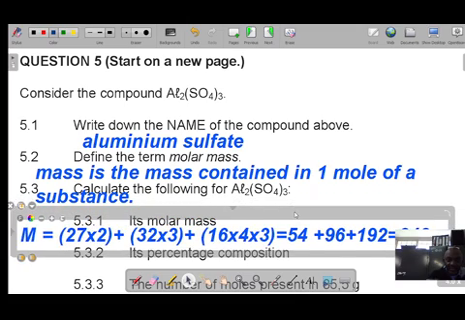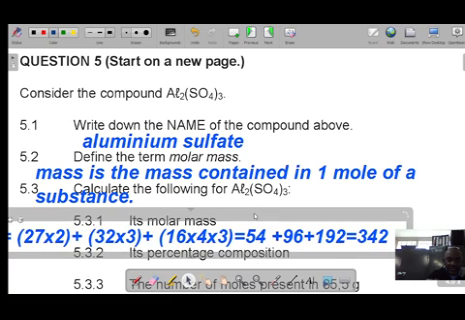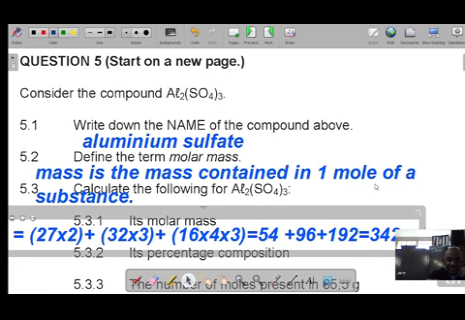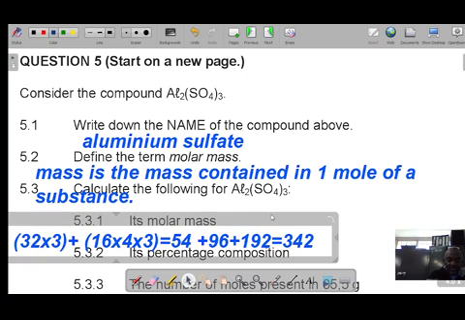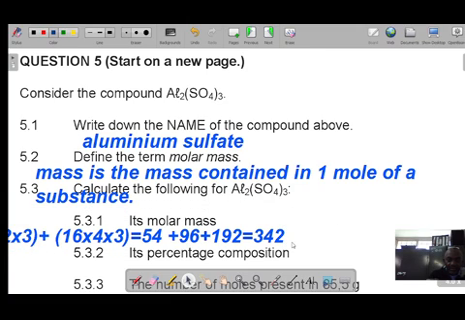Now don't forget that here it is important to know the units, otherwise you are not correct. So what are the units for molar mass? It is grams per mole. So I'm going to say this is grams per mole. In other words, each mole of aluminium sulfate contains these grams. Okay, alright, let us proceed.